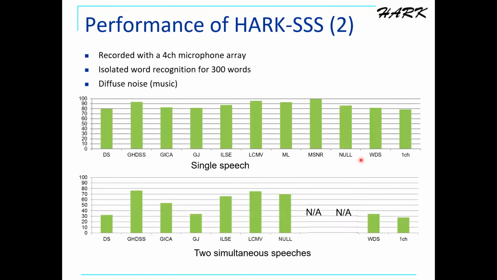And this is another example. In this case, we used a 4-channel microphone array, and we put in diffuse noise. GHDSS still has very good performance, but it is not the best anymore. Okay, so I have to say the performance is dependent on the situation. You need to choose the best algorithm according to your situation through trial and error.